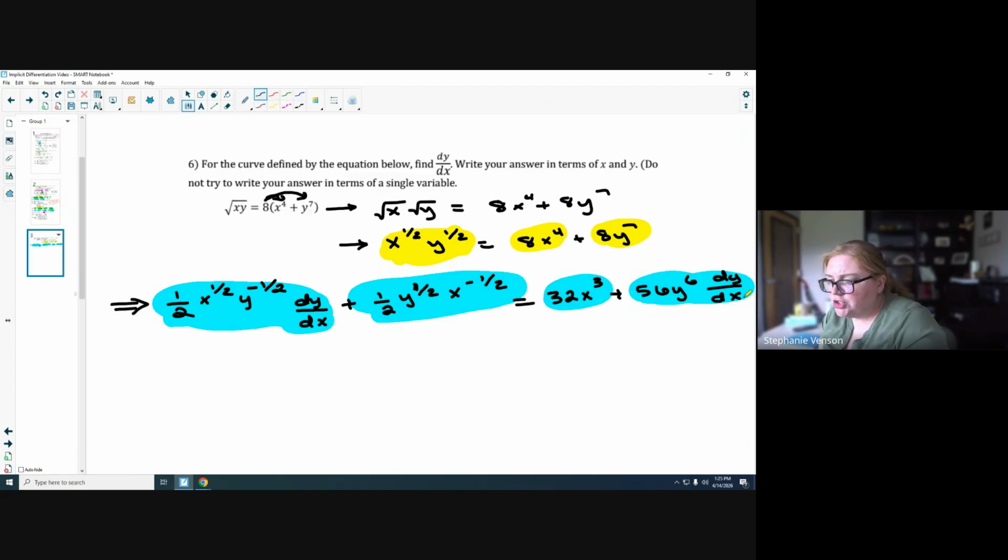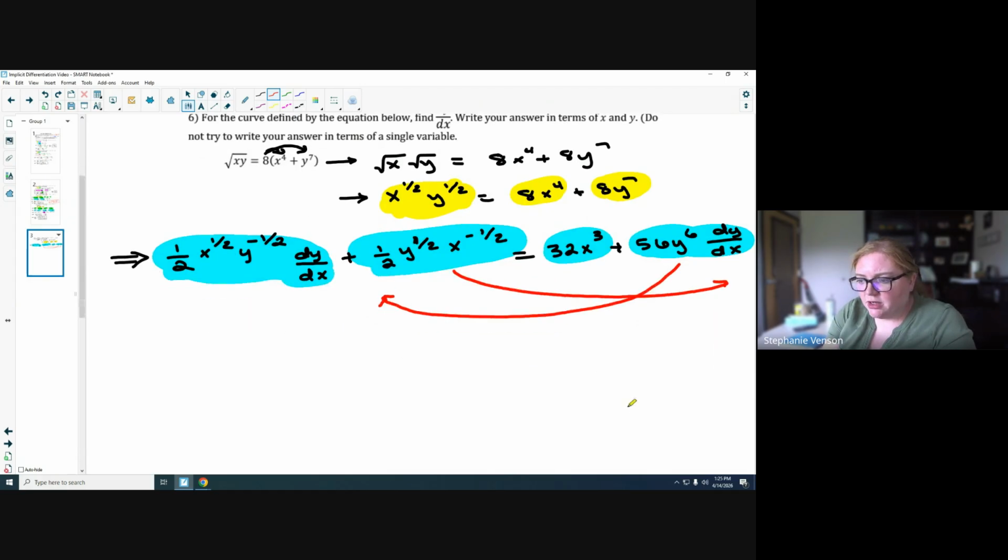So I'm going to put the two that have dy dx in them on the same side. So I'm going to take this 56y to the 6th dy dx. I'm going to bring it over here by subtracting it. Okay. And I'm going to take this 1/2 y to the 1/2 x to the negative 1/2 that does not have a dy dx, and I'm going to bring it over there by subtracting it.